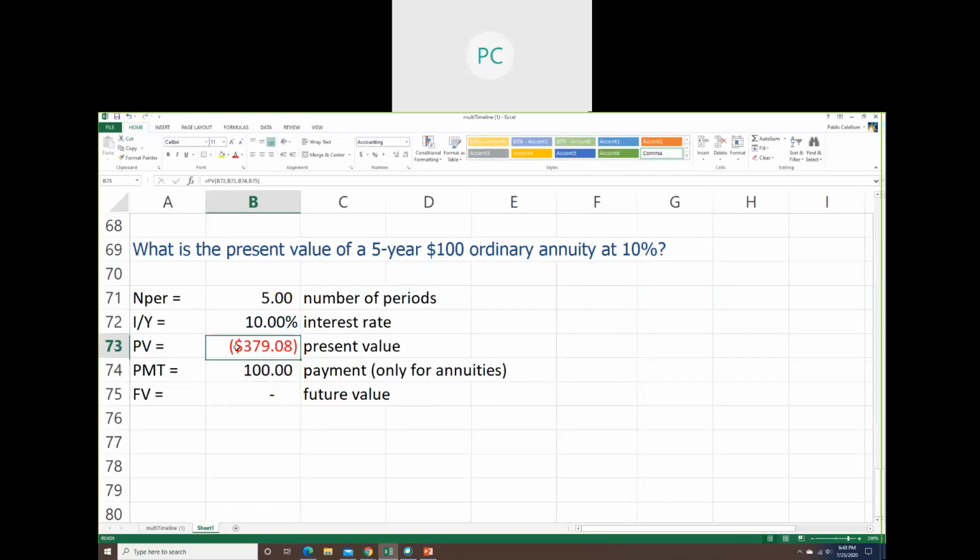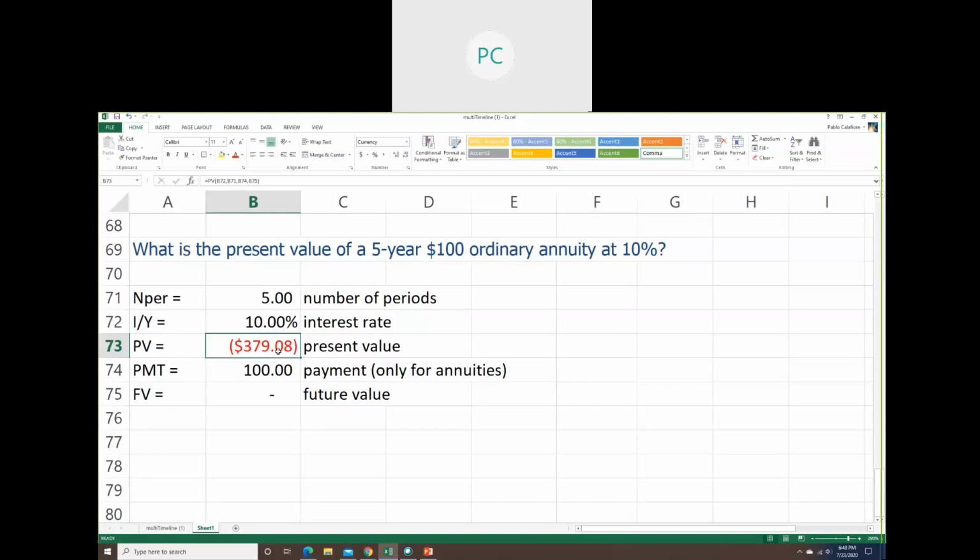So this is the value of an annuity if somebody promises you, I will give you $100 for each of the next 5 years. To you at 10%, the annuity is worth $379.